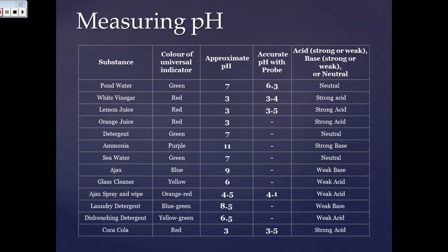Next we looked at another form of measuring pH levels using a data logger and probe. This test compared the accuracy of the universal indicator colour scale to the data logger results. The data logger results proved more accurate, as seen in our table.